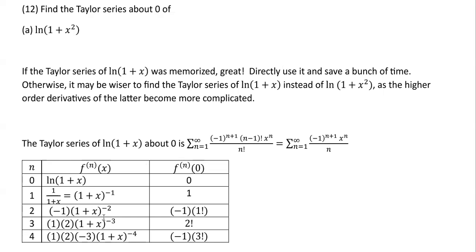Okay, so evaluate the derivative at 0, because that's the center of the power series that's given. That gives 0, 1, minus 1, 2 factorial, and minus 3 factorial. I won't go over the details there. Hopefully you see the pattern now.